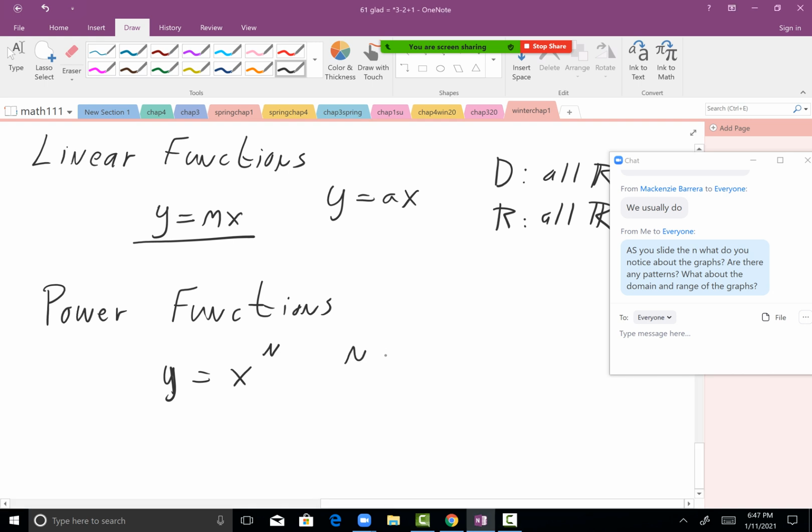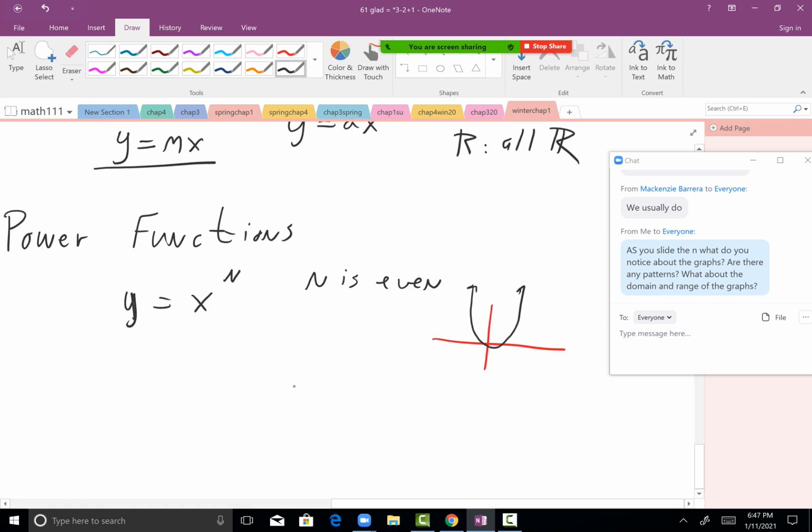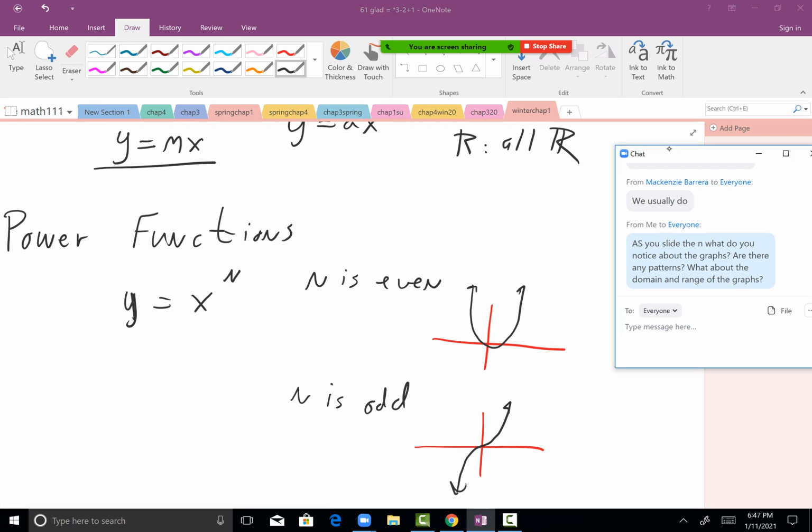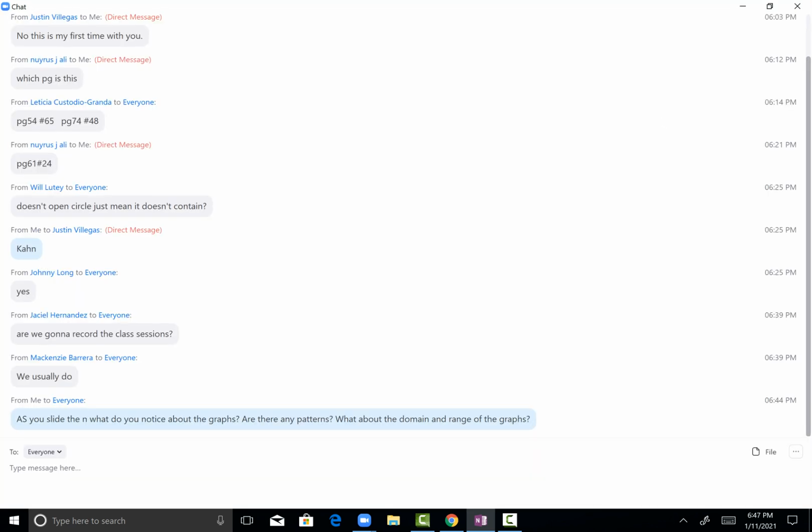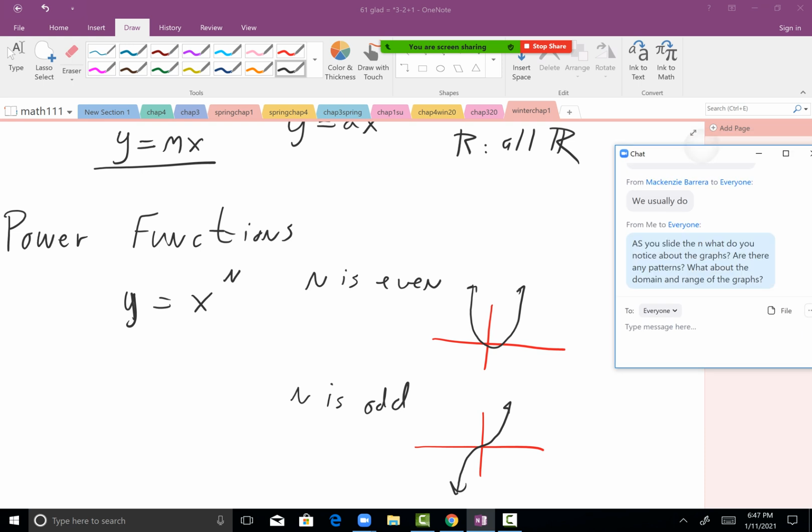Okay, so if N is even, then we got like a U-shaped graph. And if N is odd, I don't know how to describe it either. I've been trying to figure that out for a long time. I just kind of call it a little squiggle. Okay, that's great that you noticed that. That's what we're looking for there.